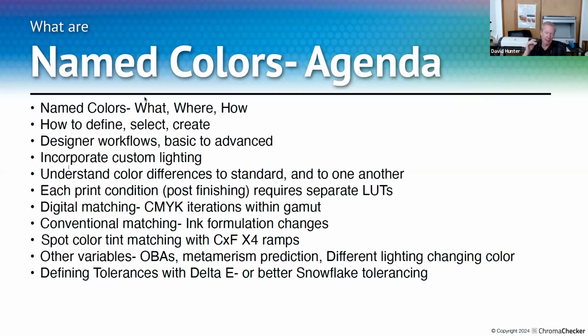It's not linear, but there's ways around it, such as our snowflake tolerancing, which eliminates the nonlinearity issue with delta E and gives you the ability to visually see the level of color difference, even though it might not correlate to the delta E, it correlates to your expectations.